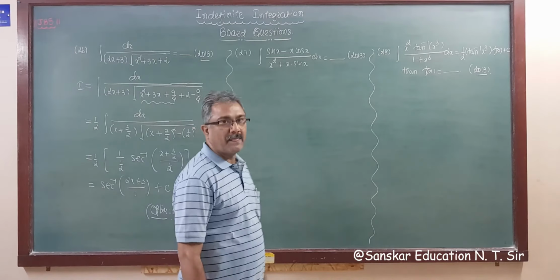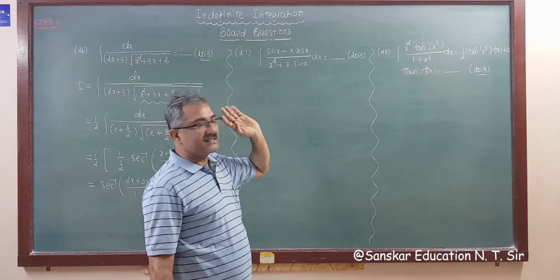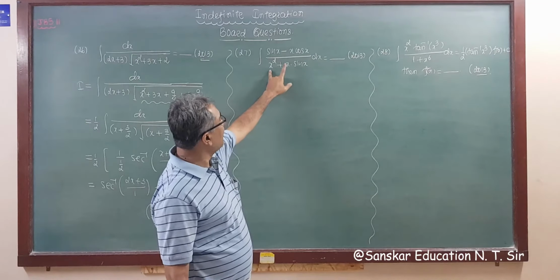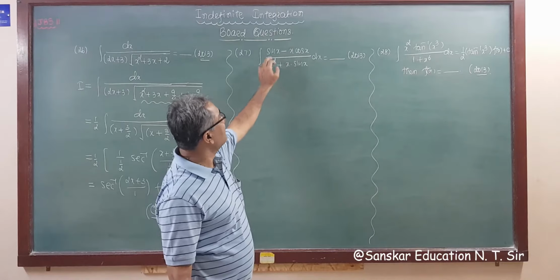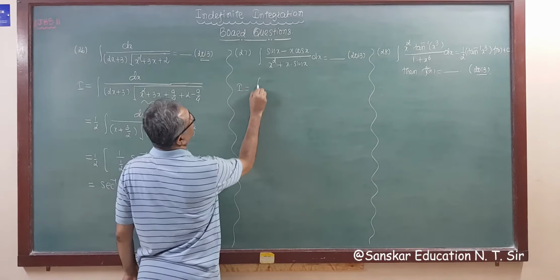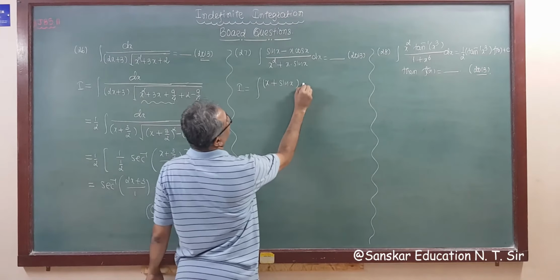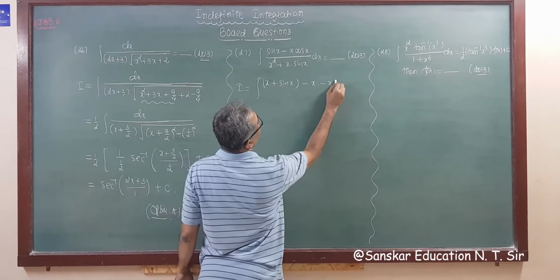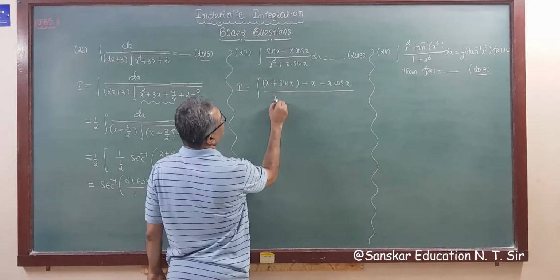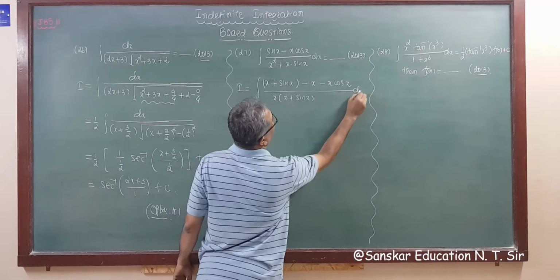Now here, not a single formula is applicable: sin x, cos x, square sin x. But if we take x common from here, then x plus sin x, only sin x is here. So adding and subtracting x, what we get? I is equal to integration of x plus sin x, so I am adding x, now subtracting x, minus x cos x, whole upon x common, x plus sin x and dx.